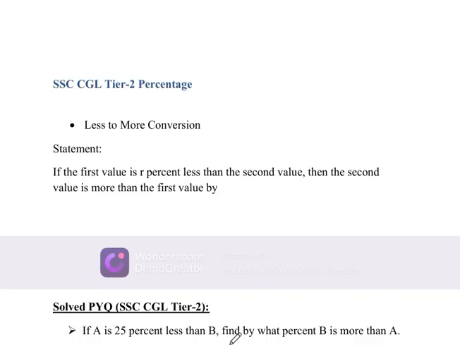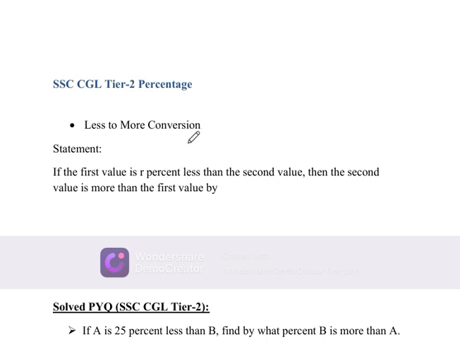This is part 3 of the percentage series dedicated to SSC CGL or any other government exam for which you are studying. You can learn about the first two parts; I have given the description in the comment box of the first two videos, where you can learn the concept of percentage from the very scratch. Let's continue. Now the topic is less to more conversion, that is, the percentage is decreased or increased by some percentage.